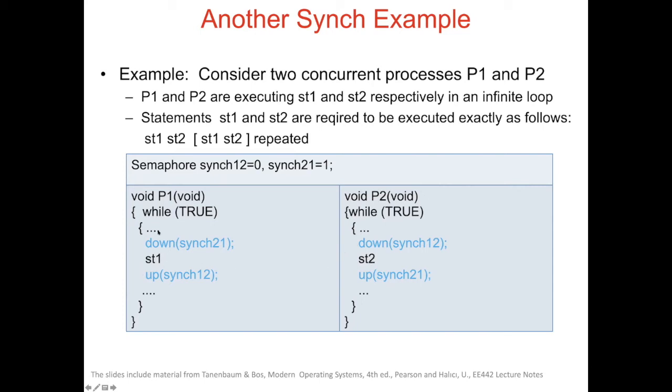If P1 is faster and has come to the down statement, it should be waiting here until process 2 increments the value of sync 2,1 by the up operation. So this is synchronizing the execution of statement 1 and statement 2 repetitively.